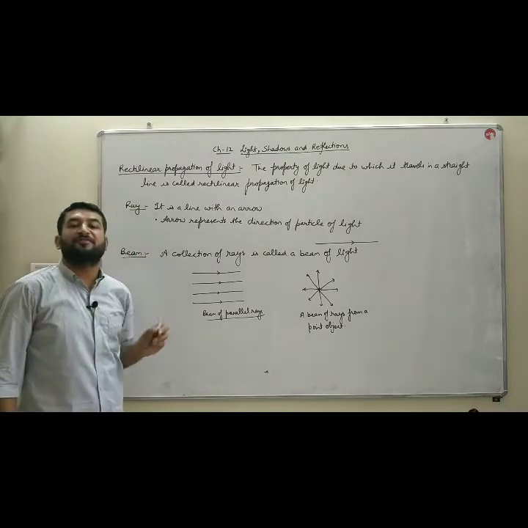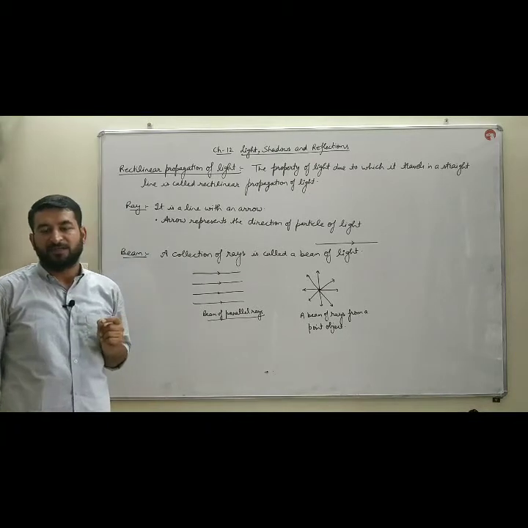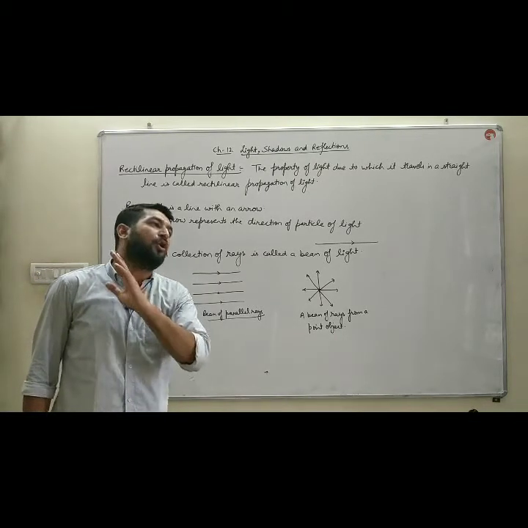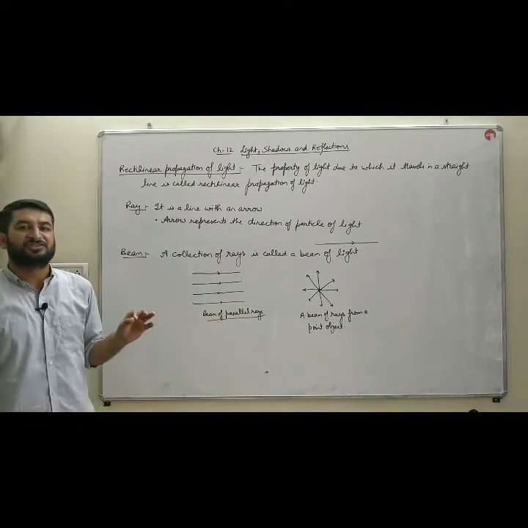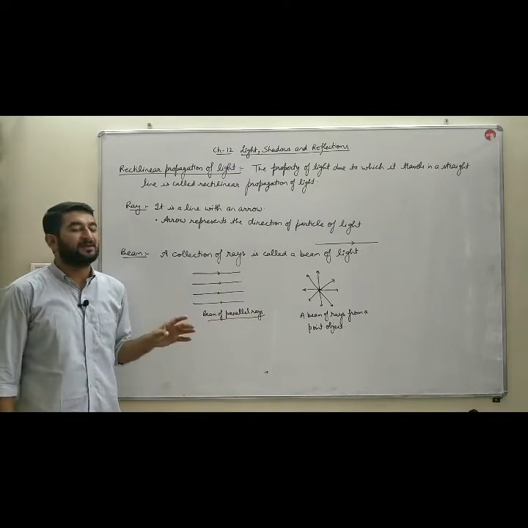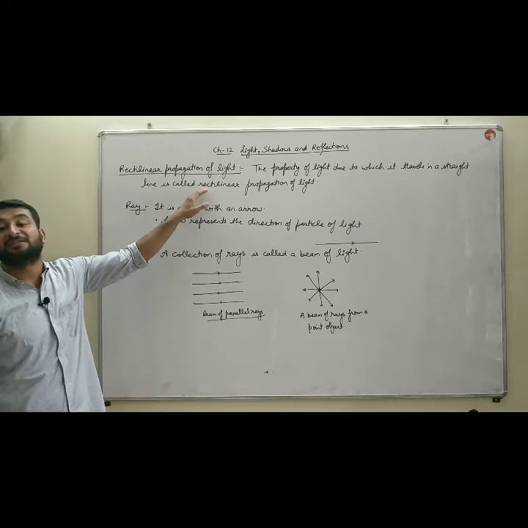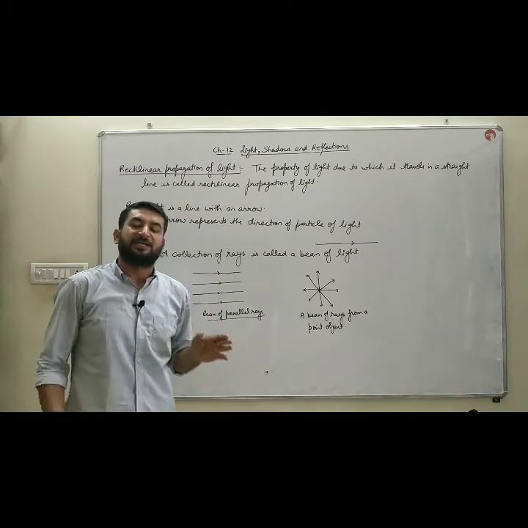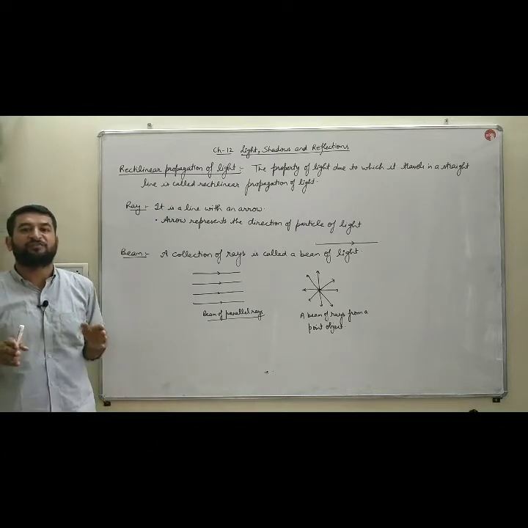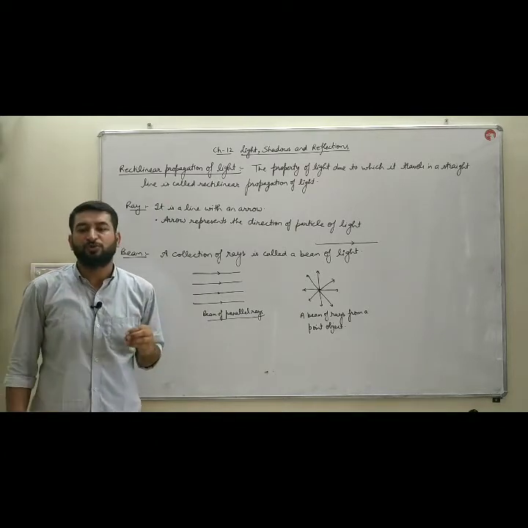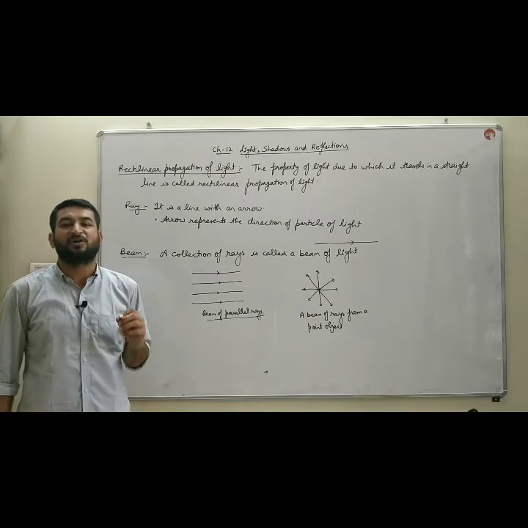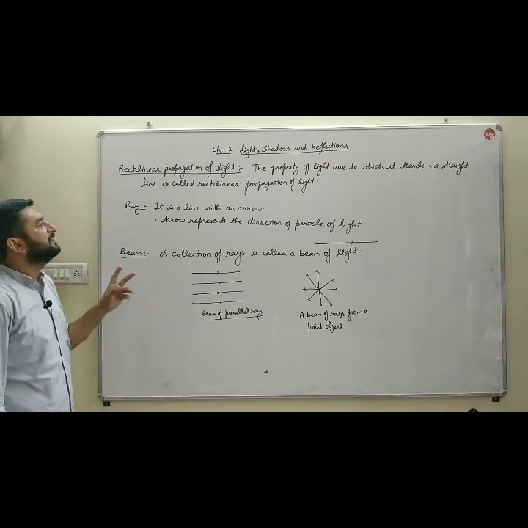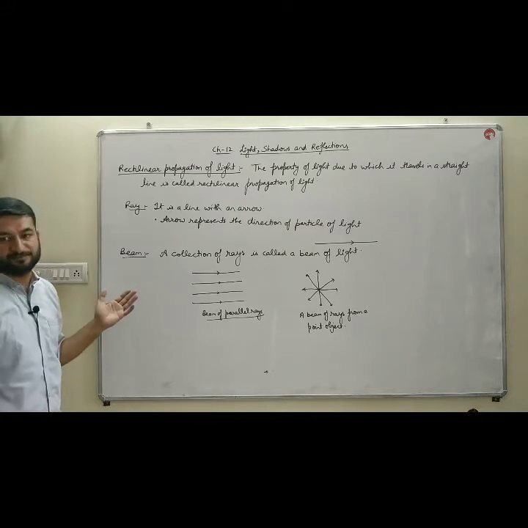Now we'll discuss rectilinear propagation of light. The property of light due to which light always travels in a straight line or in a straight path, that property is known as rectilinear propagation of light. It is the property of particles of light due to which it always travels along a straight path.